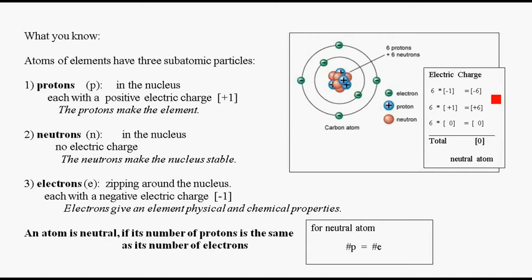The 6 protons, each with a positive charge of +1, for a total of +6, and the neutrons, which have no electric charge, so you can ignore them. And if you add the total electric charge of the electrons and the protons together, you get 0. And this is a neutral atom. For a neutral atom, the number of protons always equals the number of electrons.